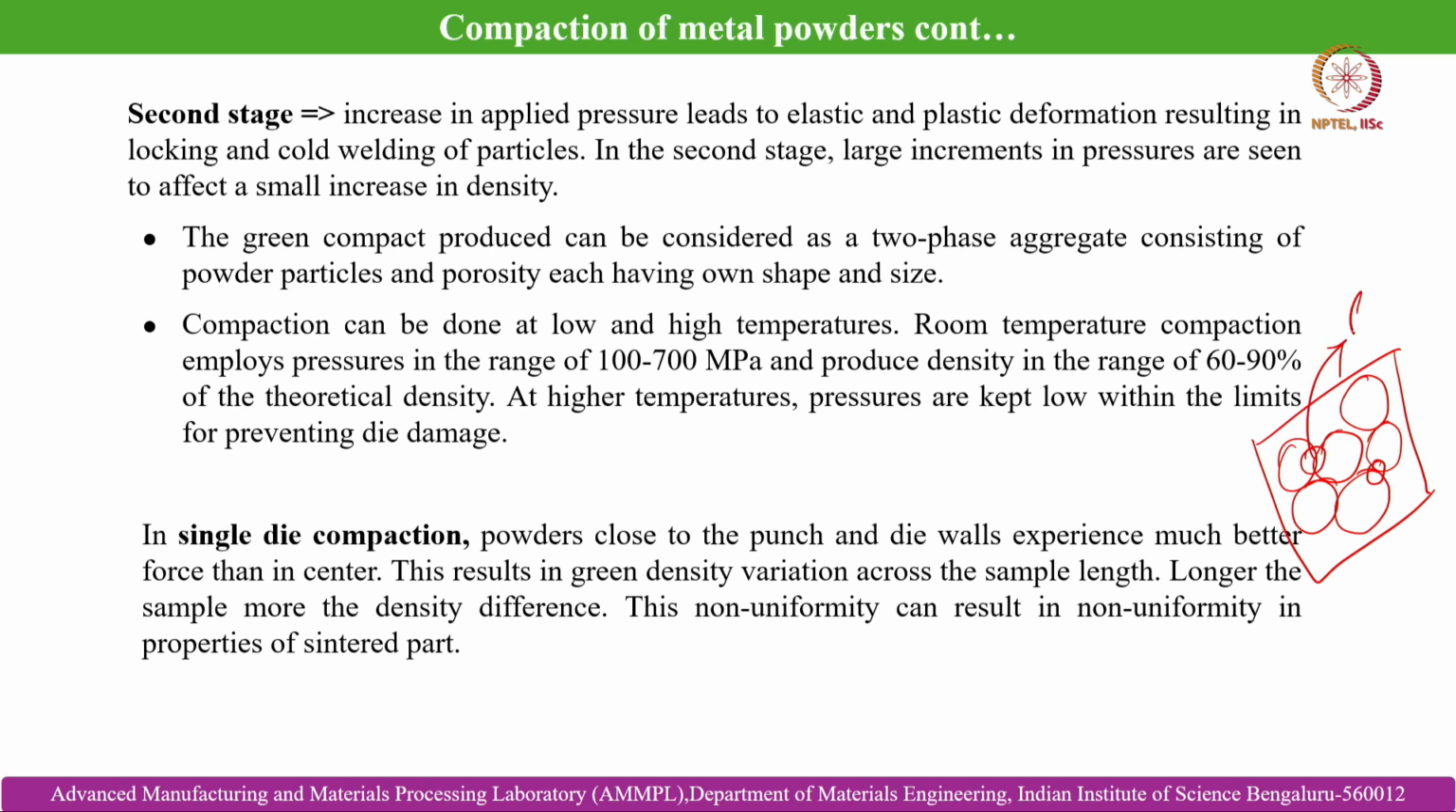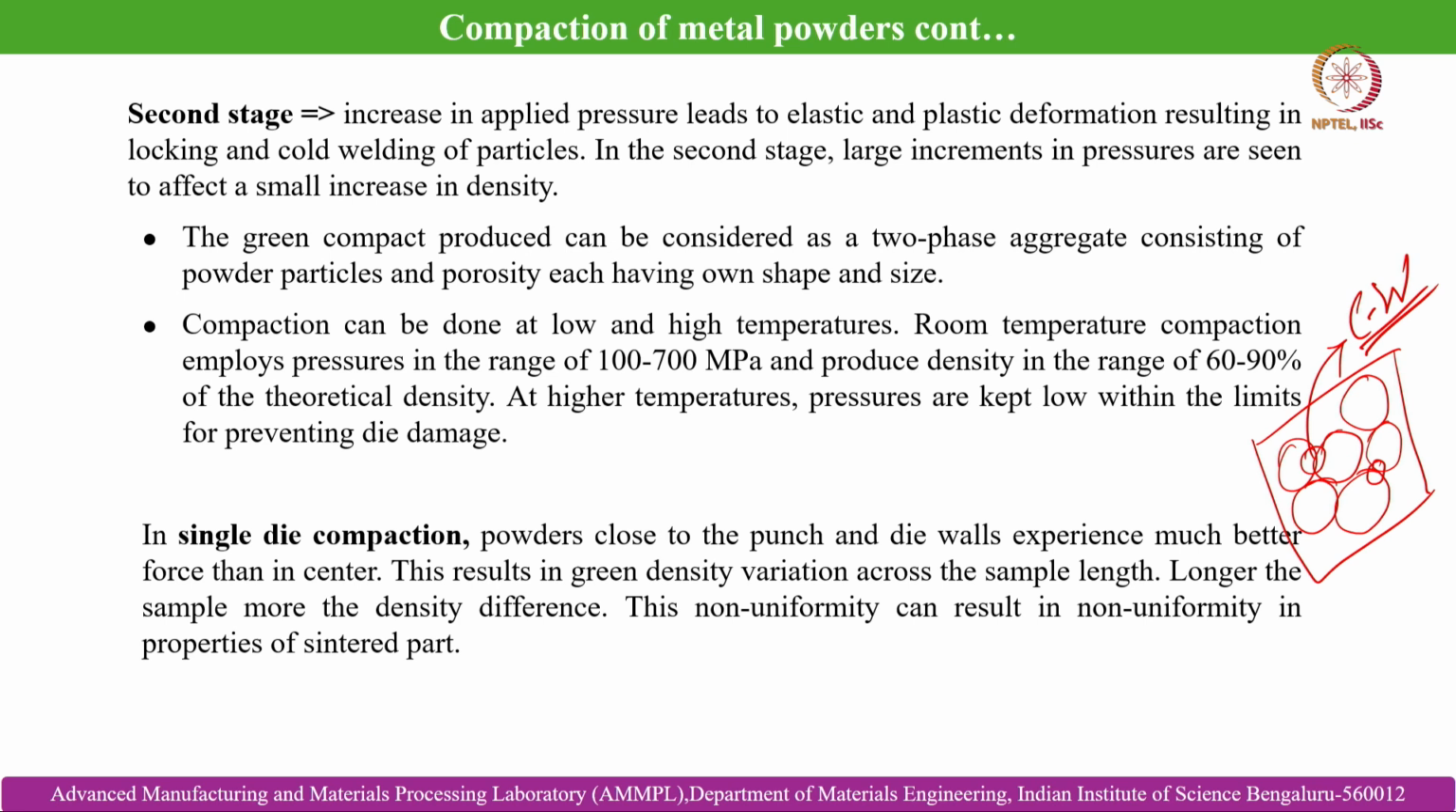These are the places for cold welding that we generally achieve in the second stage of compaction, and that is why it deals with a very small increase in density value. The green compact produced can be considered as a two phase aggregate consisting of the solid powders and the porosity, each having their own shape and size.